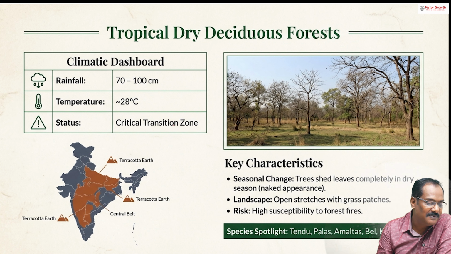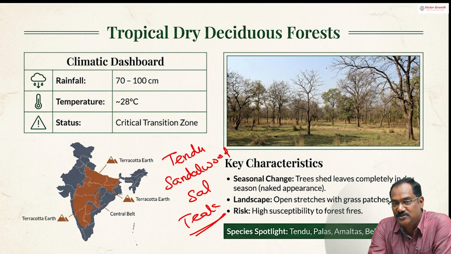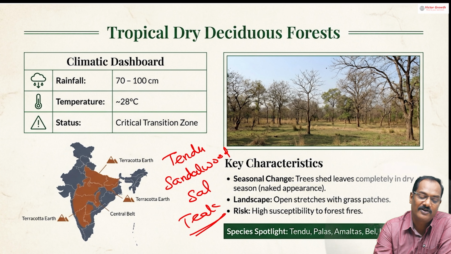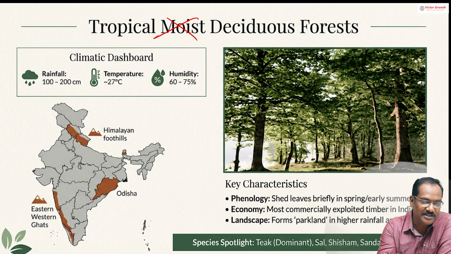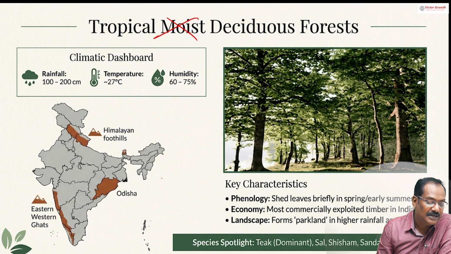Some of the examples, please write down all the examples. Tendu is given here. Okay, sandalwood not given. Please write down, this is another PPT. No problem. Sandalwood is there. Then very important, sal, teak. All these are examples of deciduous forest. Deciduous forest, no need to go to the moist deciduous and dry deciduous. That is okay. Okay, just write down this. Teak is given. Shisham is given. Write down that shisham.